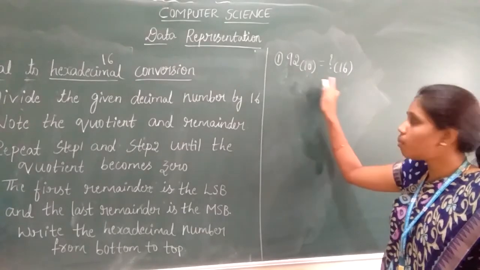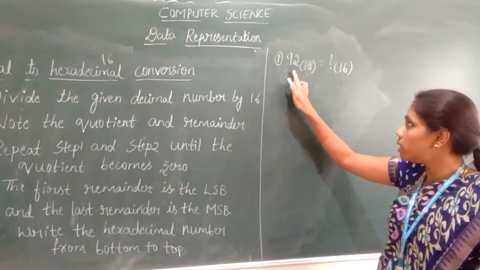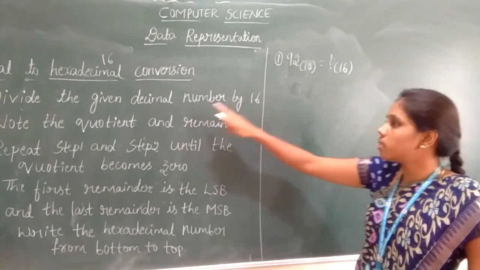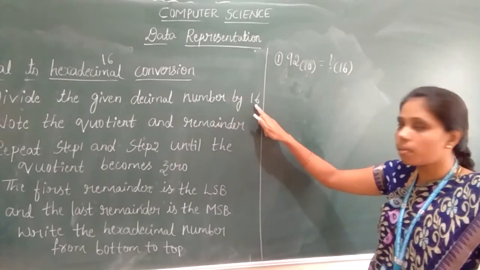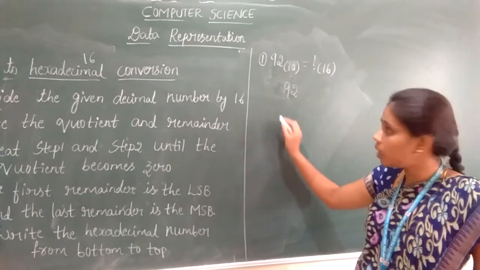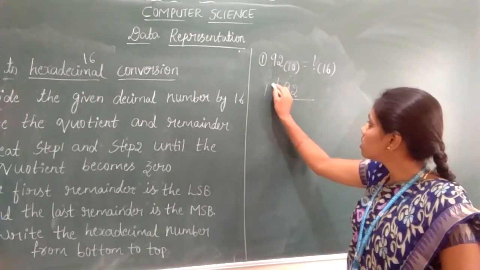Now this is an example problem. This decimal number should be converted to a hexadecimal number. What is the first step? Divide the given decimal number by 16. Now consider the decimal number 92. Divide this by 16.